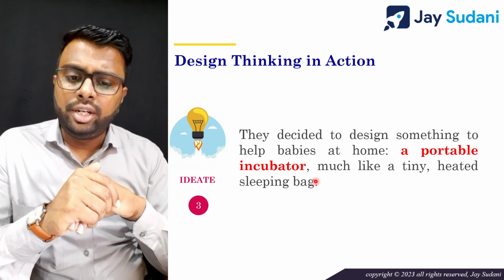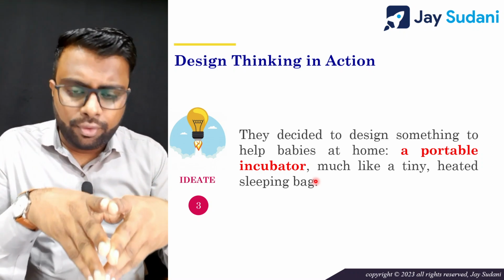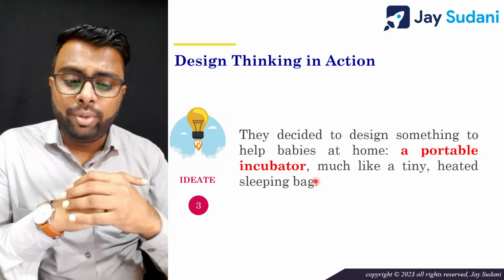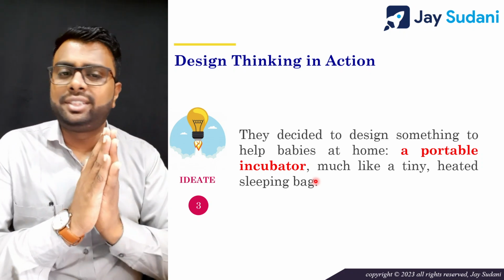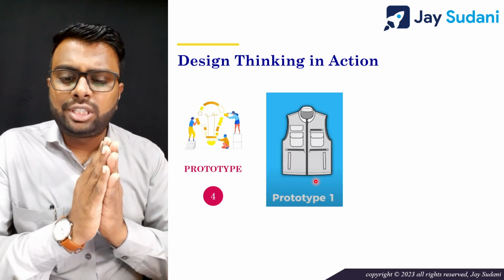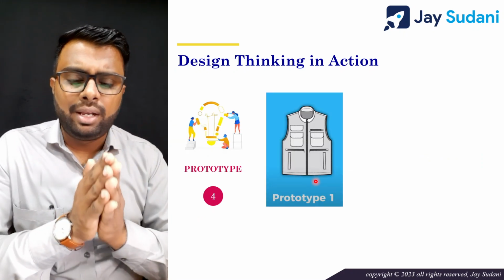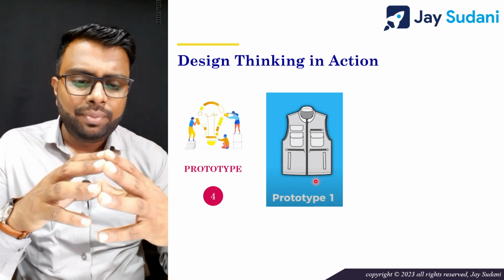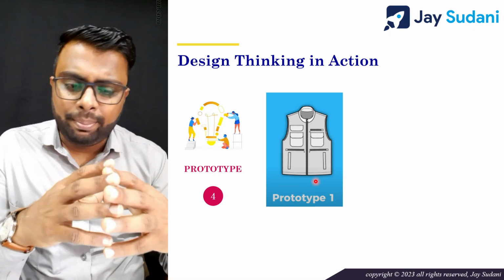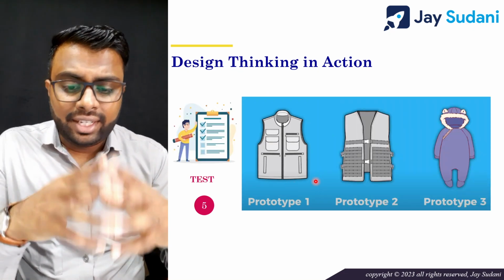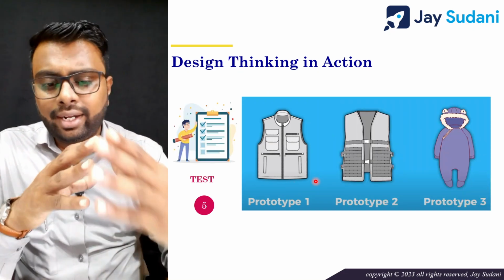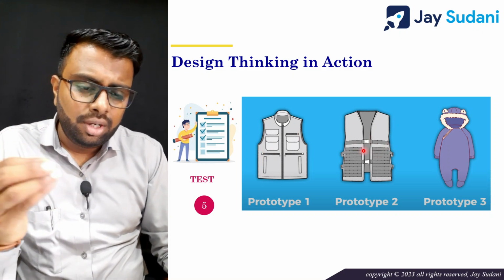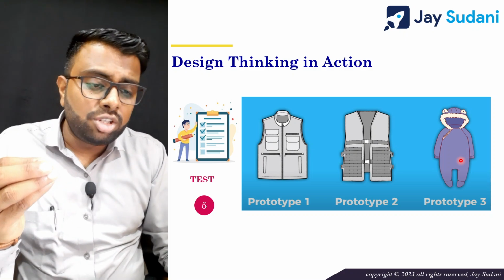Then ideate. Now what did they do? They sat together, they thought of all the crazy ideas, and then they finally decided to build a very portable incubator, much like a teeny heating sleeping bag. That's it. And now the fourth step, prototype. They built the first version of the prototype like a simple jacket. They built some electronic gadgets to heat the environment to a particular temperature, and then they tested it, and in the test they found that the first jacket was not suiting the baby's body. Then they came with a second one, a little more comfortable, and then they came up with something like this, which is even more comfortable.